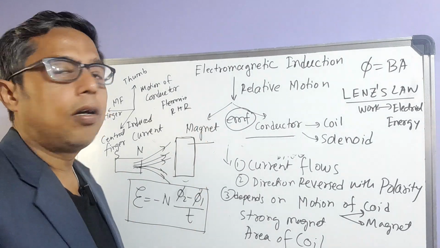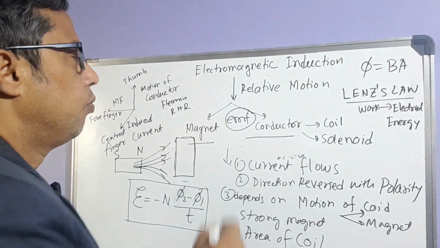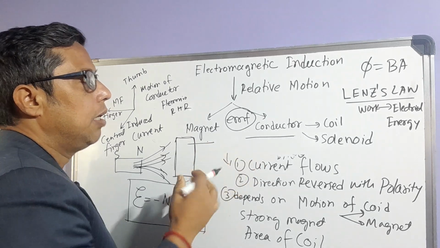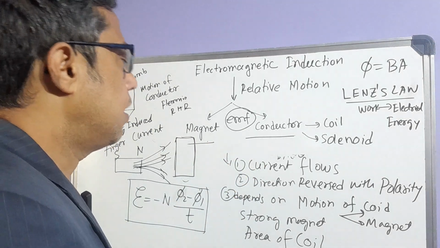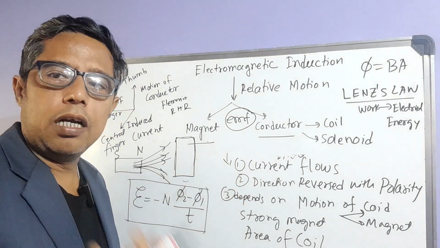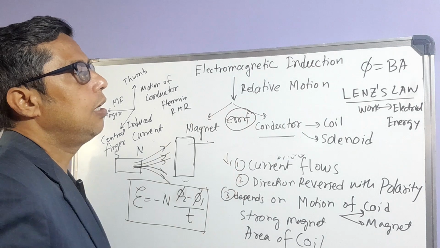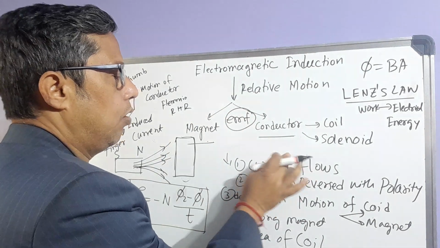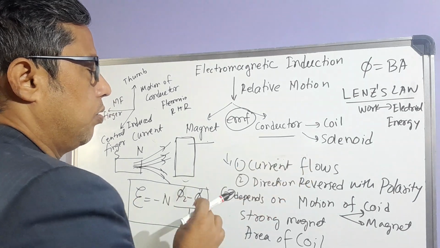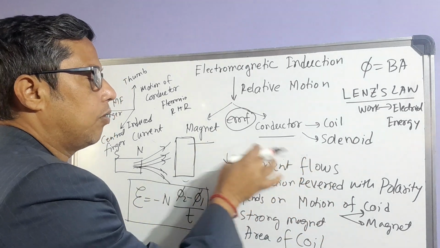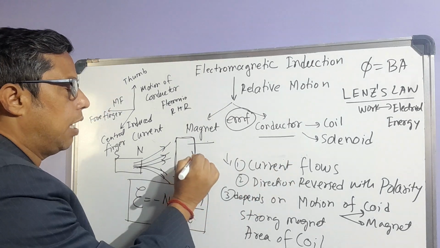This is about electromagnetic induction. That means we are getting the electromotive force without using any electrical source, by changing only the magnetic flux or magnetic field lines. So this is about electromagnetic induction. Now what are the factors, like current flow and direction reversal? Electromagnetic induction causes flow of current in the conducting wire.